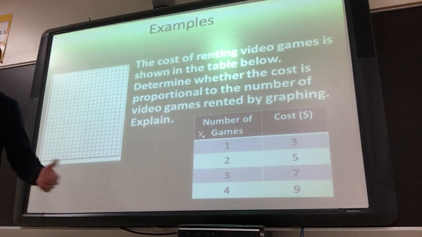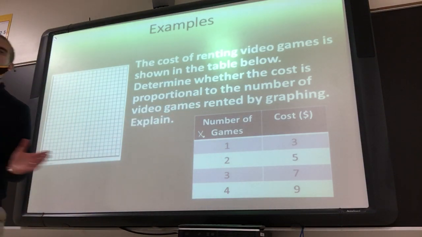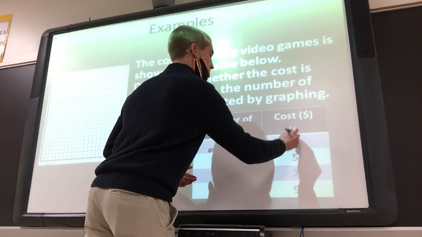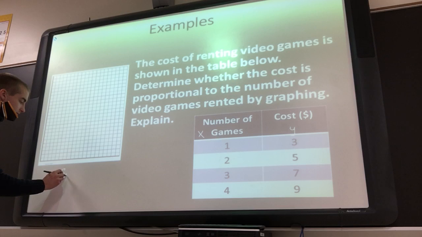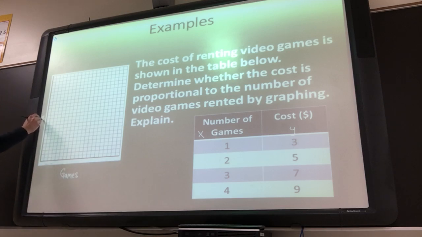And remember I said cost or money? It's almost always the Y value. And cost is going to be Y. Cost depends on how many games you buy. So then don't forget, label your X and Y axis. X is number of games. And then the Y axis would be the cost or the money.